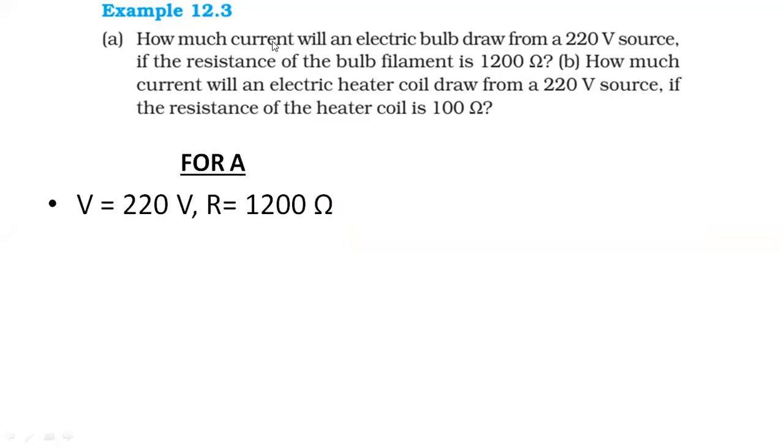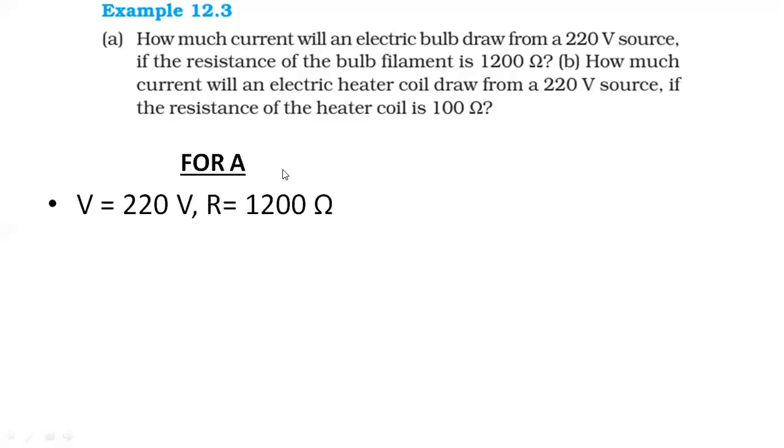Okay, so they are asking us to find out the value of current if potential difference is 220 and resistance is 1200 ohm. So we can use Ohm's law. Okay, it's not that much hard. So first we'll solve for A, then we'll go for B. So first, voltage is given as 220, resistance is given as 1200 ohm.